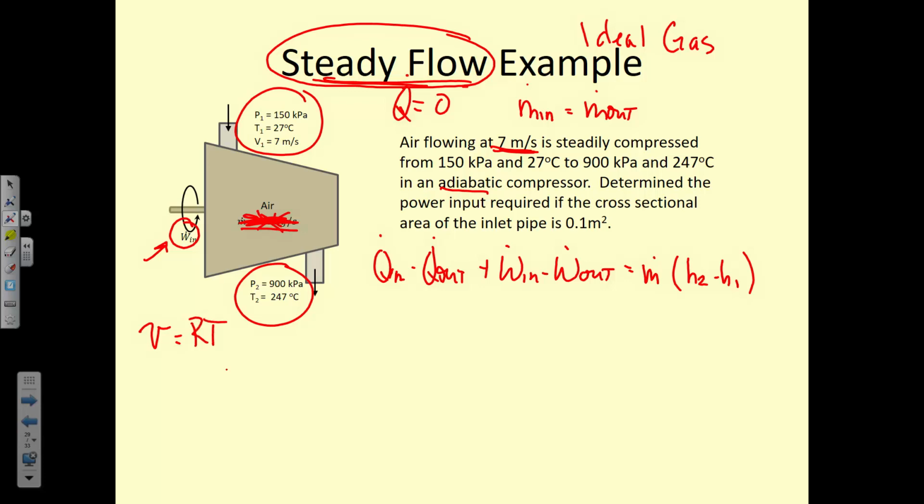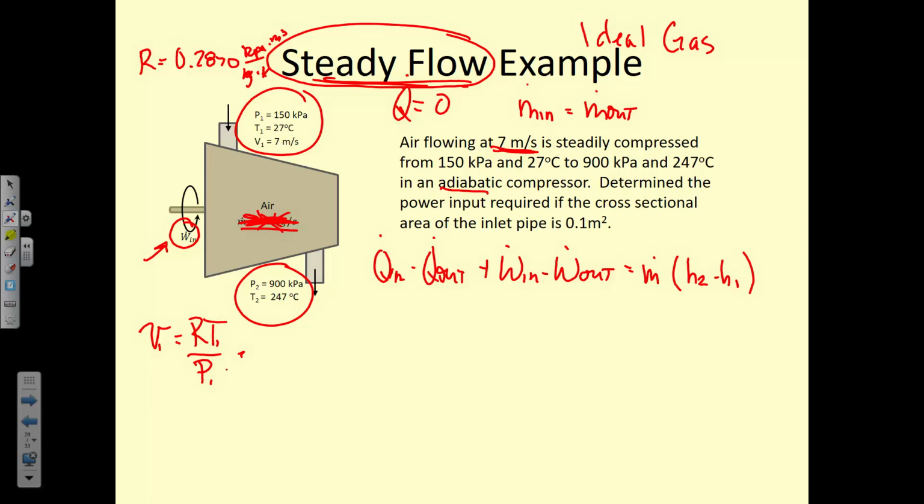So v is equal to RT over P, so v1 is equal to RT1 over P1. And if we look in the back of the book in table A3, we can find our R value for air, which is, anybody? Okay, 0.2870 kilopascals times meter cubed per kilogram Kelvin.